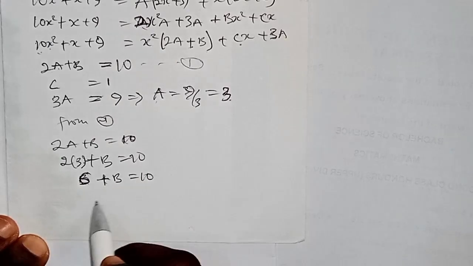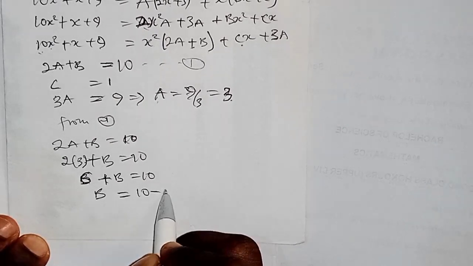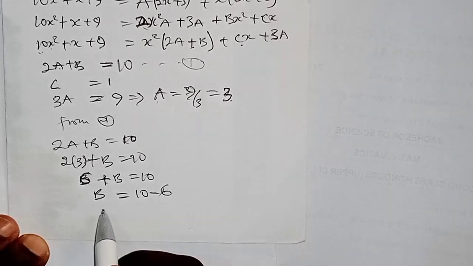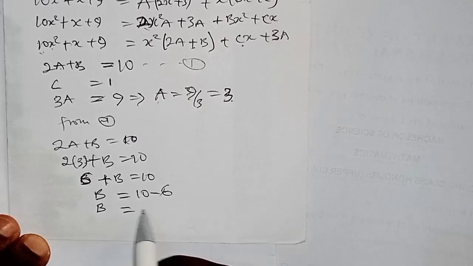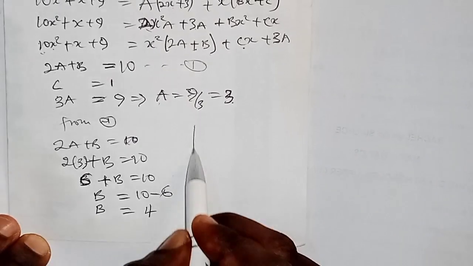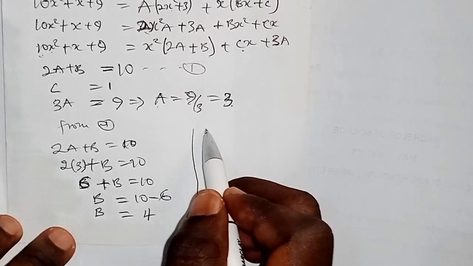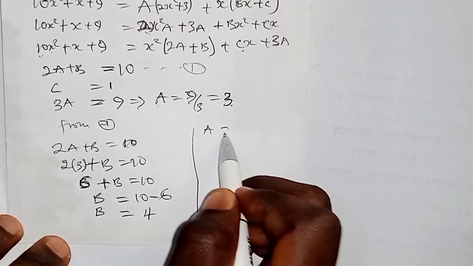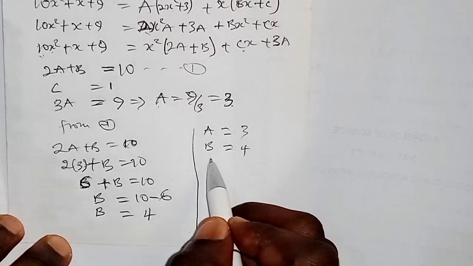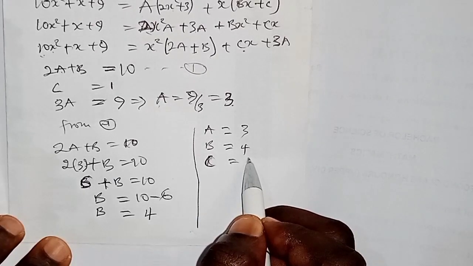So I'll take 6 to this side. I'll have that my b is equal to 10 minus 6, and b will be equal to 4. So I have gotten the unknown constants I introduced. I've gotten all of them. My a is equal to 3, b is equal to 4, and c is equal to 1.